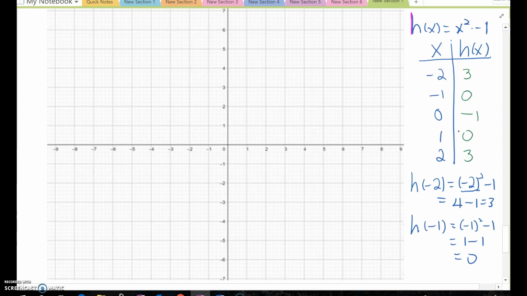Let me plot those points on the plane graph. So (-2, 3), (-1, 0), (0, -1), (1, 0), and (2, 3). So I connect these points. Then the graph looks like this. So go back to GeoGebra again, and then let's find out the difference between h(x) and the given f(x) graph.